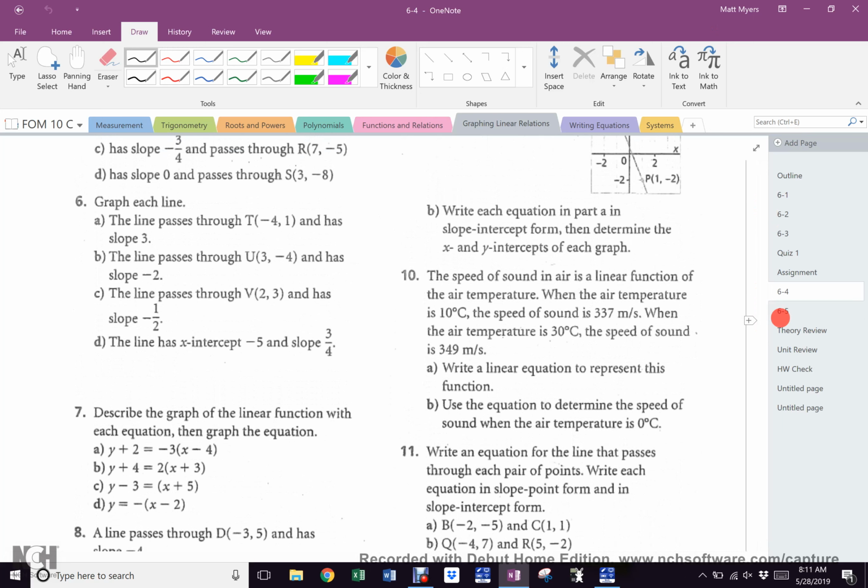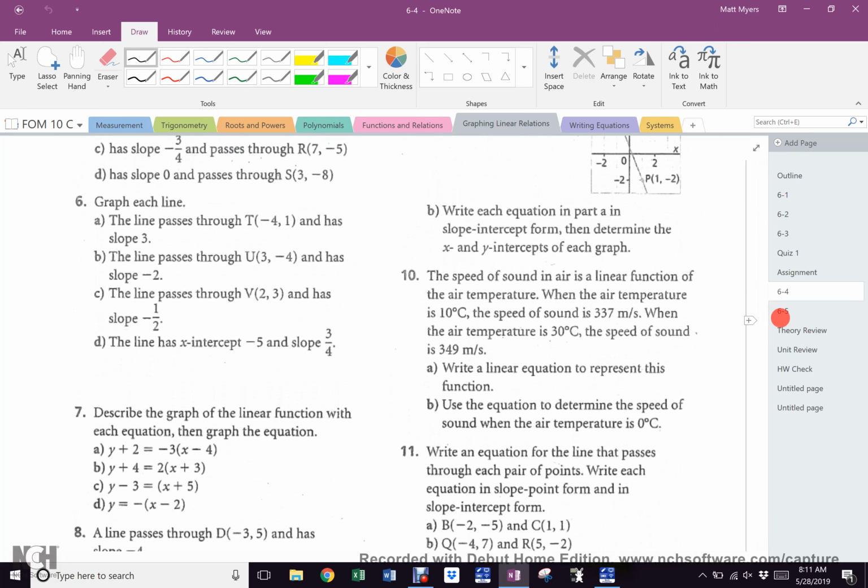So number 10, Nathan, we were talking about this one. I have temperature, and I have the speed of sound. Now, we have done this exact question before. Which of those is the independent variable? Temperature. So temperature is X, and speed of sound is Y. Well, 10 is a temperature, 10 degrees Celsius. So that's an X, 10. Speed of sound, 337. That's a Y, 337. There's an X, there's a Y. Then we've got another temperature, 30, and another speed of sound, 349. There is a second X and a second Y. I want an equation. Well, I have two X's and two Y's.